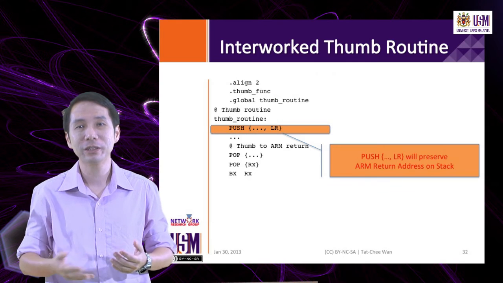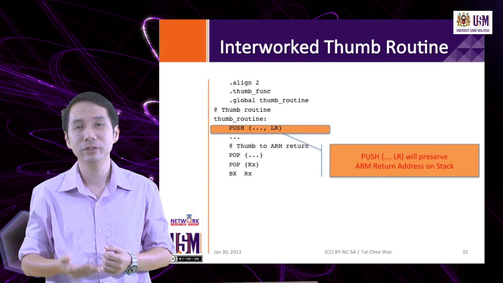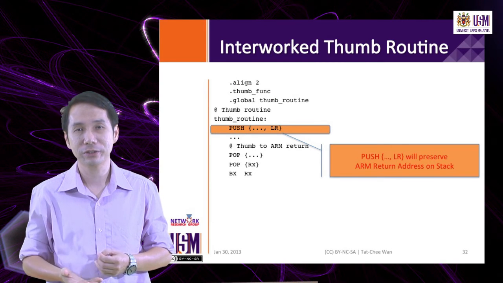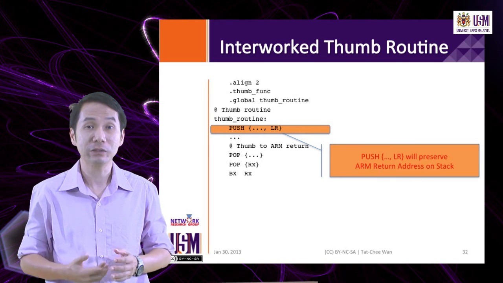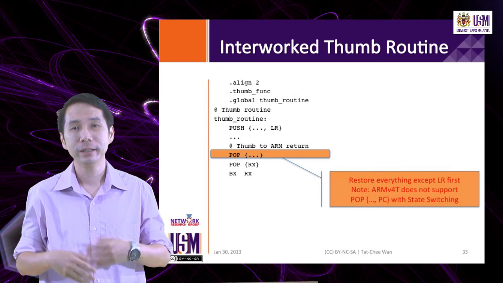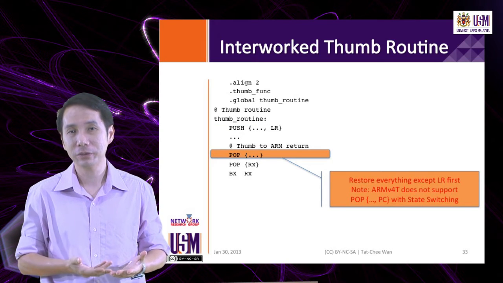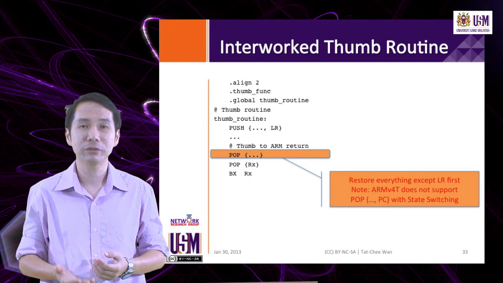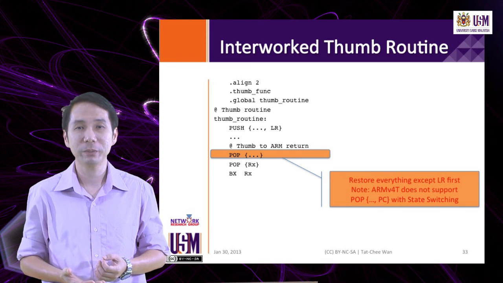The first thing we do once we enter the thumb routine, of course, is to preserve the registers. In our case, we will push the registers that we want to preserve as well as the link register into the stack. Next, at the end of the thumb routine, we will need to restore the preserved registers. This is done using the pop instructions.